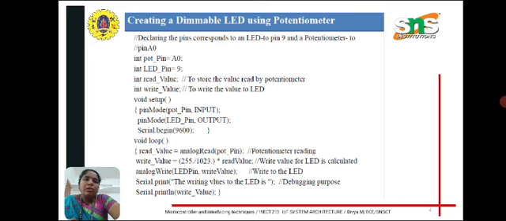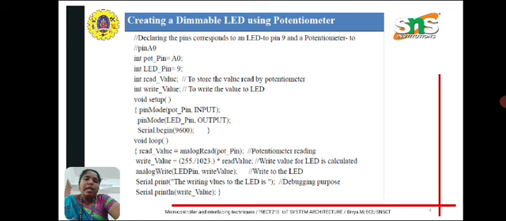We have to declare the pot pin as A0 and the LED pin, which we have connected to the ninth pin, and we have to read the value from the potentiometer and write the value to the LED. Writing a value means we write to the LED, either low or high. Then in pin mode, we set the pot pin as input, which reads from the potentiometer, and the LED pin as output, either low or high. We are giving a baud rate of 9600.